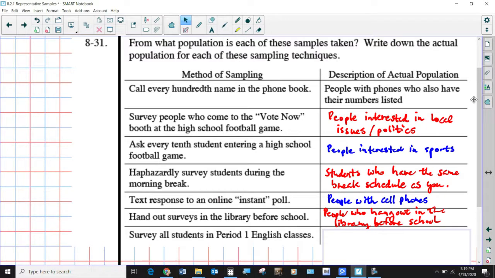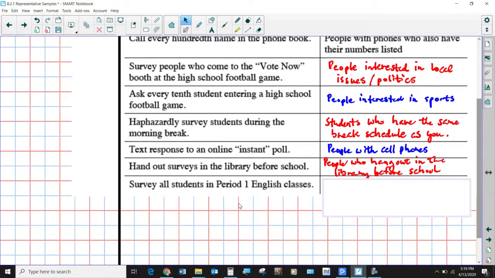And then this is one that I actually kind of like the best here. Survey all students in period 1 of English classes. If this were high school, everybody has to take English. And they break everyone up. I mean, if they had like an honors English and a remedial English, then you'd have to make sure that, you know, you're not just choosing the honor students.